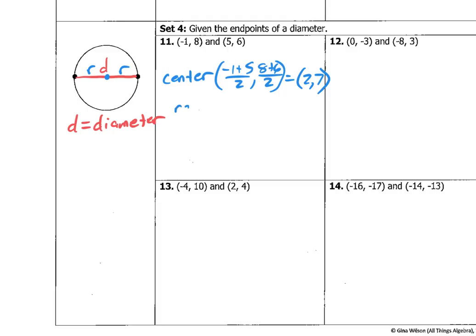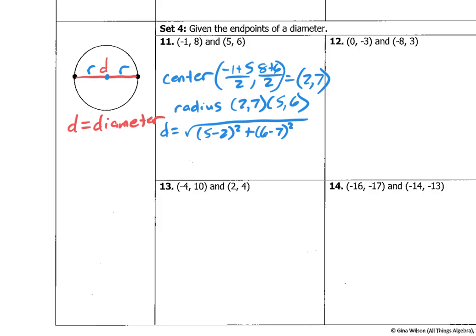So to find the radius, I'm going to find the distance between 2, 7 and 5, 6. And we're going to plug that into the distance formula kind of like we did on the previous problem. So we're going to do 5 minus 2 squared plus 6 minus 7 squared. Which would be radical 10.